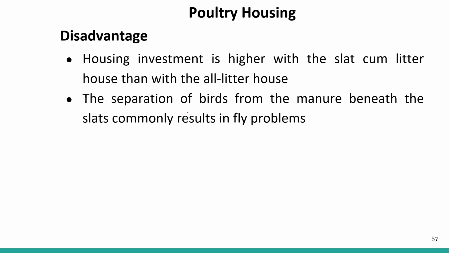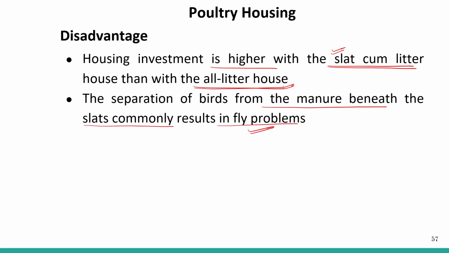But there are disadvantages of this system also. Housing investment is higher with the slat cum litter house than with an all litter house. So if it is an all litter house, then there is less housing investment, but if it is a slat cum litter house, then there is some investment. The separation of the birds from the manure beneath the slats commonly results in a fly problem.